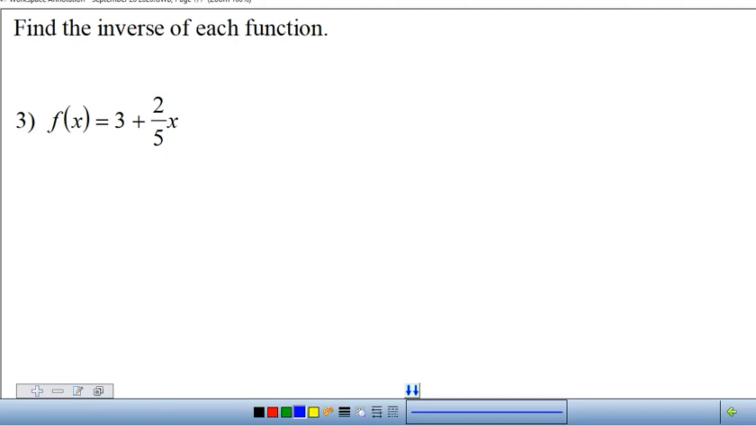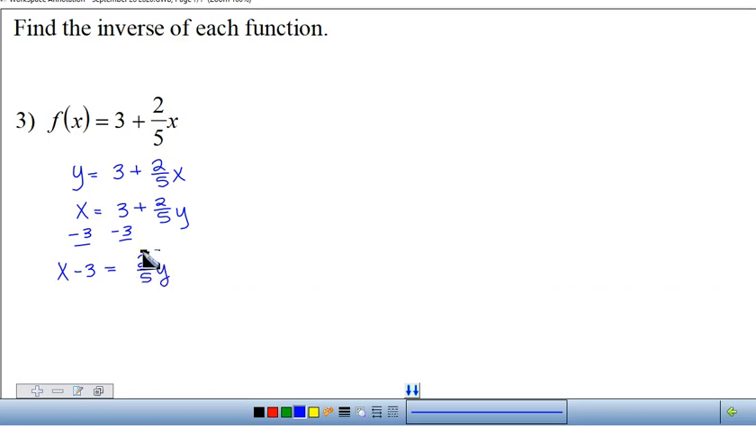In this third example, we have a constant and we have a fraction with a variable. We're going to find the inverse the same way. We'll start off by changing our f of x to a y. Next, we will swap our x and our y. Now that we've done this, we will solve for y. In this case, I'm going to start by subtracting 3 on both sides, which gives me x minus 3 equal to 2/5 y.